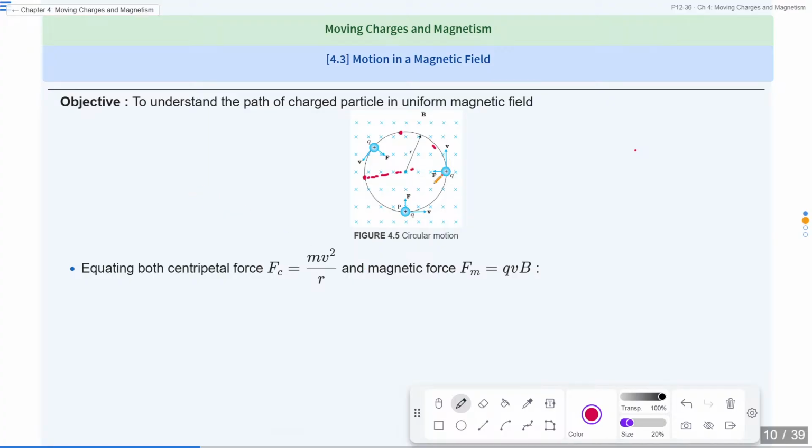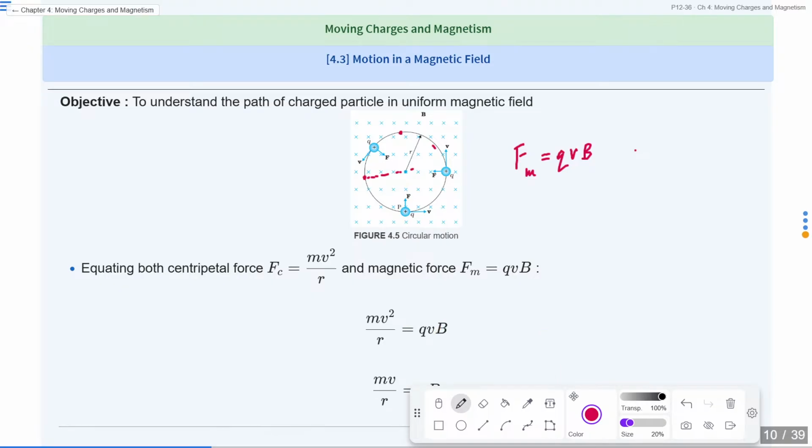And what is the magnetic force here? The magnetic force here is qvB sin theta, and theta is 90 degrees because velocity is perpendicular to the magnetic field. The magnetic field is inwards and the velocity is in the plane. So sine 90 degrees is 1. So this is the magnetic force, and it is providing the centripetal force. So we equate them: mv square by r equal to qvB.